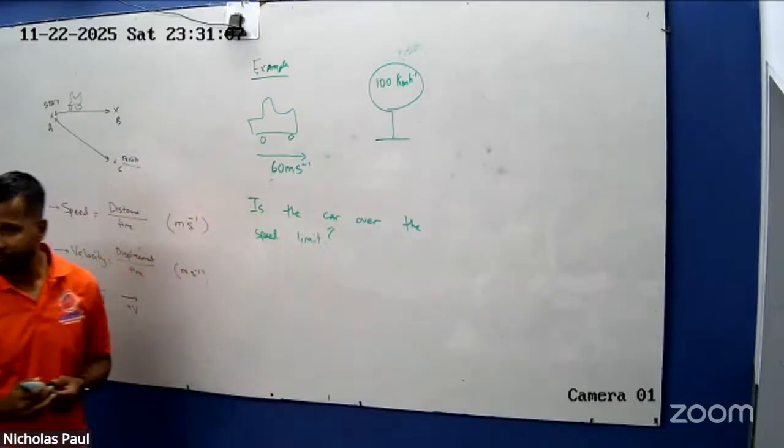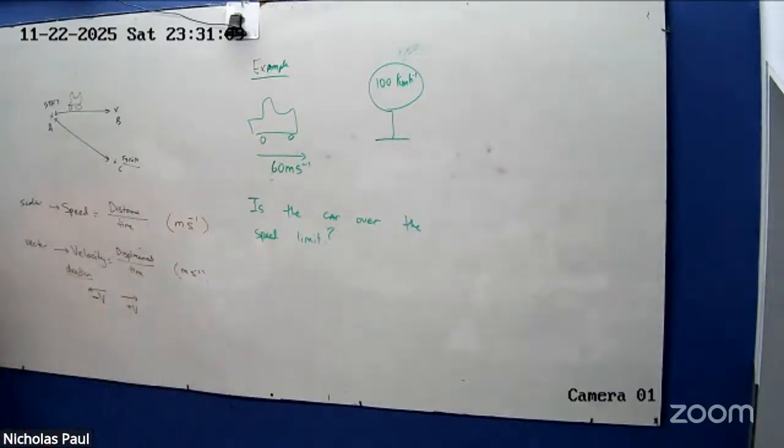So here we have the speed limit at 100 kilometers per hour, and we have a car. That car is moving with a speed of 60 meters per second. Question is, is the car going over the speed limit?